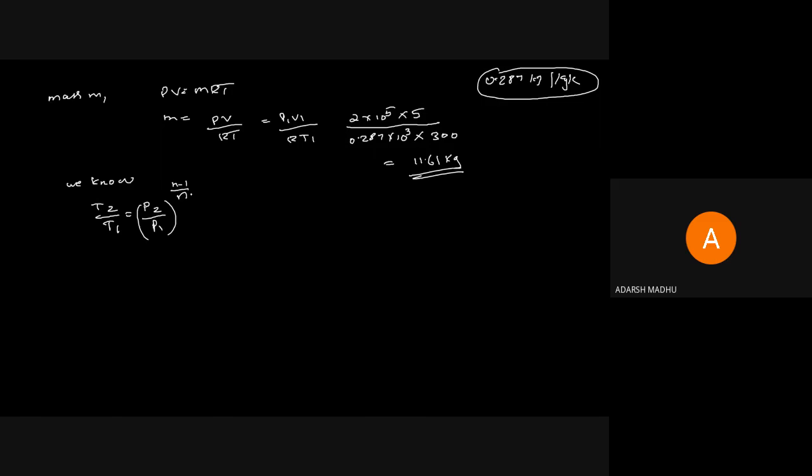T2 is the only unknown value. T2 by 300 equal to P2, 6 bar, divided by P1, 2 bar, the ratio, all raised to 1.3 minus 1 by 1.3. So by solving the particular equation, you will get the T2 value as 386.5 Kelvin. Please try it yourselves. Then we can find the work done for the polytropic process.